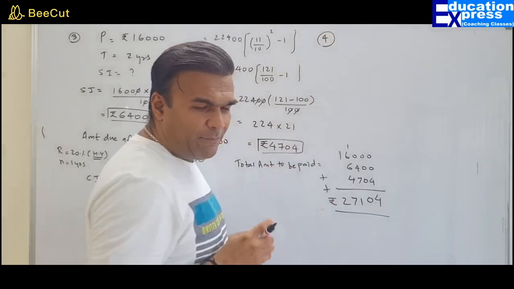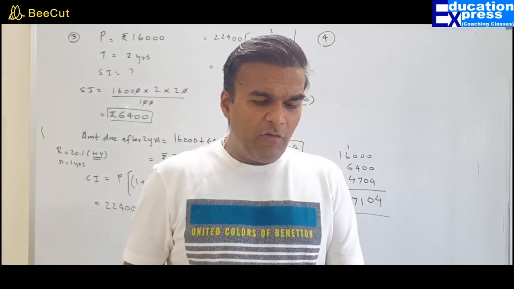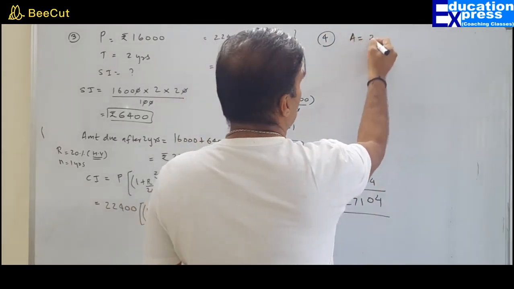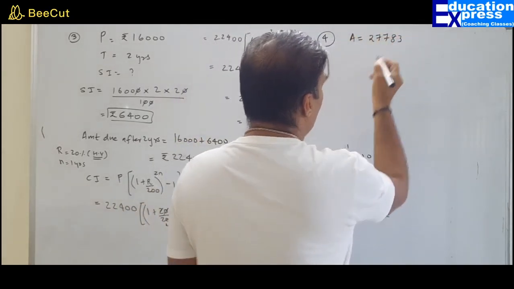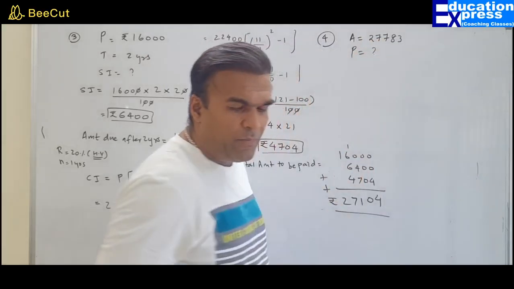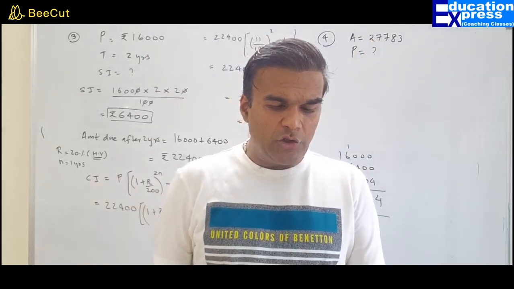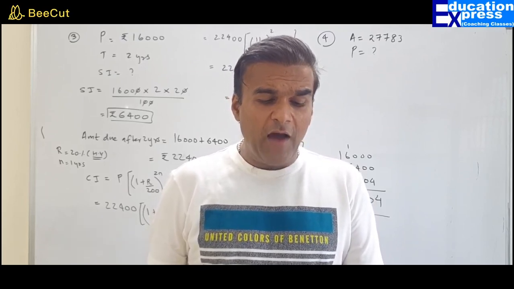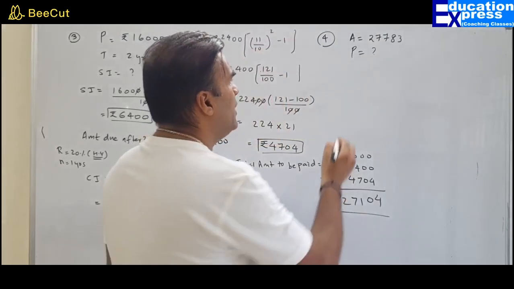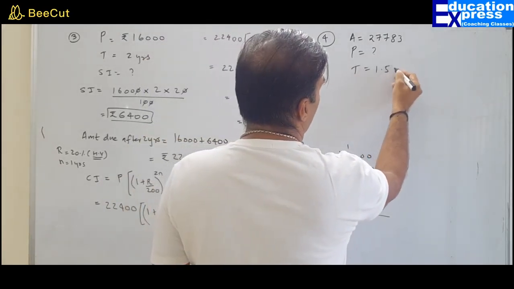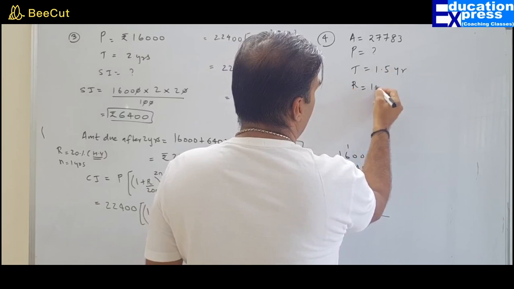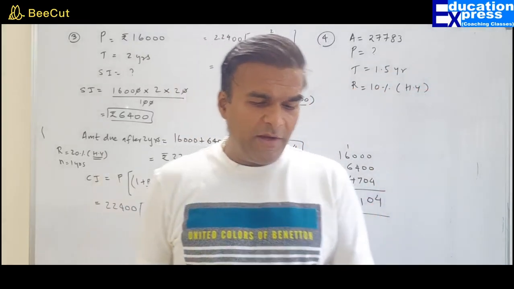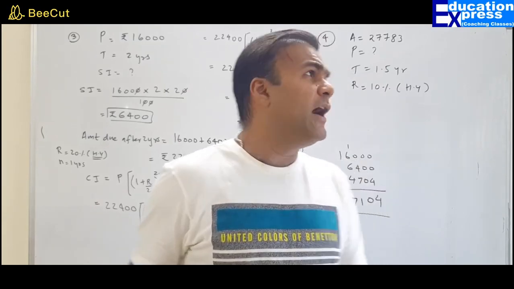See what it says. Question number 4 says, what sum of money will amount to 27783? So it will amount to 27783. What sum? We don't know what sum. They say what sum of money will amount to 27783 in 1.5 year at 10% per annum. Time period 1.5 year. Rate 10% per annum. Mentioned half yearly. They clearly mentioned 10% per annum compounded half yearly.